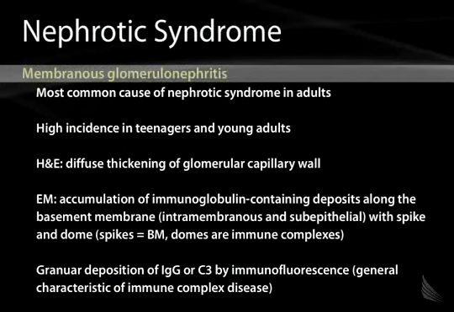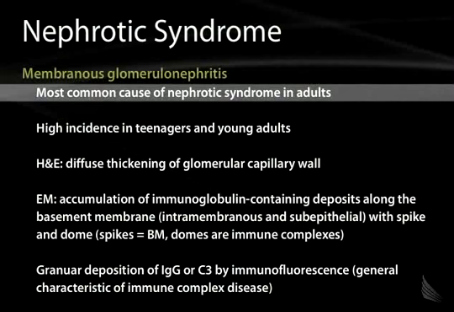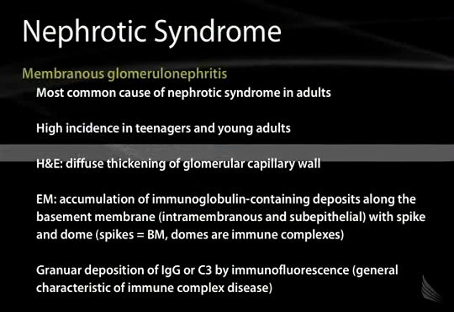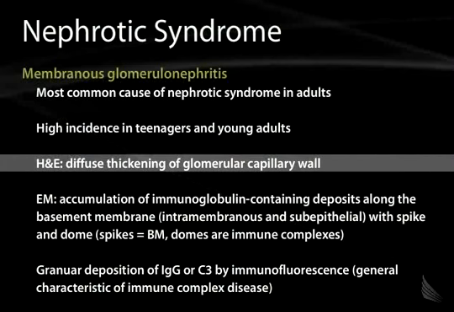Another cause of nephrotic syndrome is membranous glomerulonephritis. This is actually the most common cause of nephrotic syndrome in adults. It has a very high incidence, especially in teenagers and young adults. On light microscopy, what you see is a diffuse thickening of the glomerular capillary wall. And that formation of that membrane is where membranous glomerulonephritis gets its name.